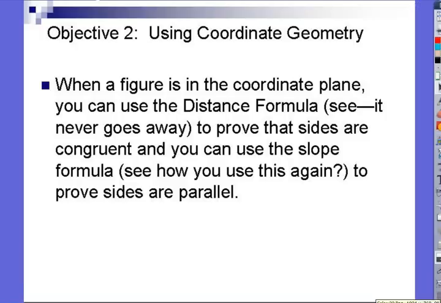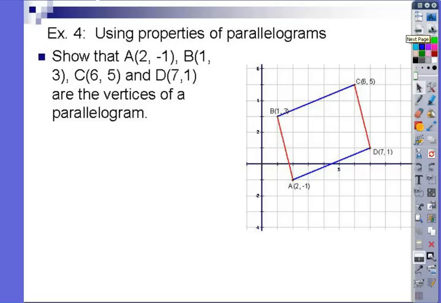Coordinate geometry just means that if we put these shapes in the xy plane and we know the coordinates of the vertices, a lot of times we can make calculations of things like slope and length of segments to show that shapes are parallelograms, or later on rhombuses and squares and things like that. So for example, if I'm given the coordinates of quadrilateral ABCD, how could I show that it's a parallelogram? There's a bunch of ways I could do it. What's one way I could do it? If I know the coordinates of each of those vertices.